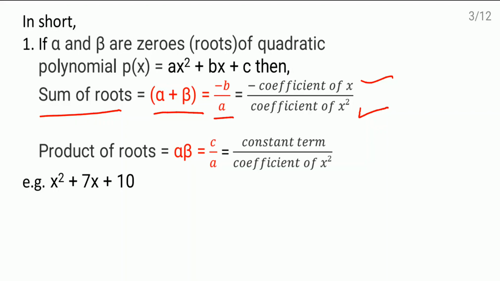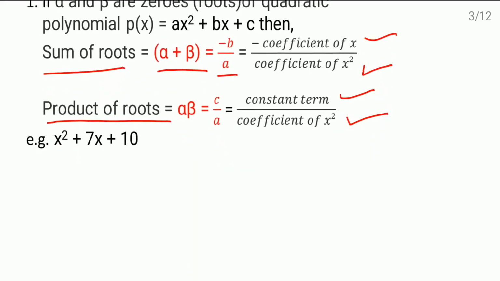And if we want to write down the product, the product of zeros equals alpha beta, which is equal to c by a, which is nothing but the constant term divided by the coefficient of x square. Let us take one example so it will be more clear for you.